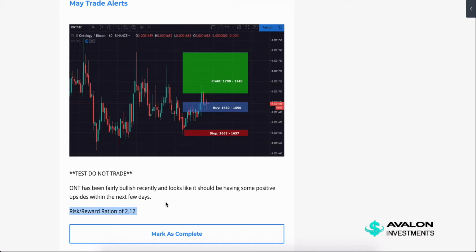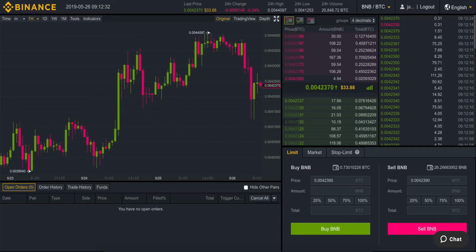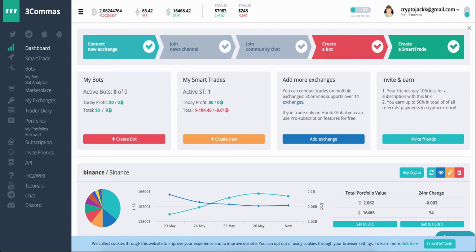So first of all, I'm going to show you how to input the trade, how to purchase, how to set your stop loss, how to set your take profit, and then I'll go over the risk reward ratio. So the main things I use for this are Binance and 3Commas. Now 3Commas is a paid program. You don't necessarily need to use it. You can still use Binance.